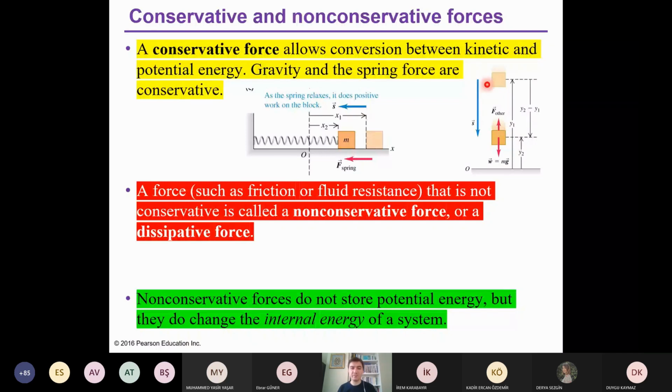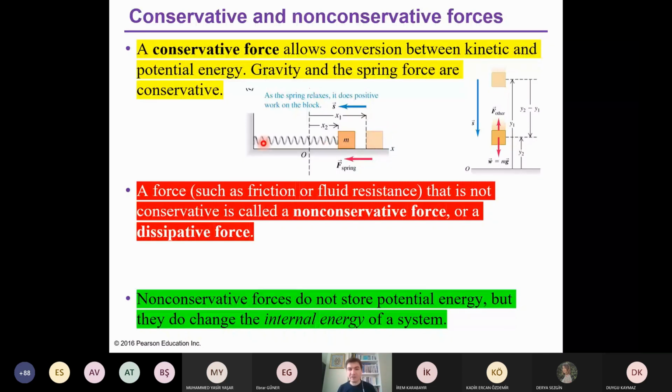Here also the same. I apply certain force to the right side on this mass, and then I pull this mass to the right side, and then this mass will have certain kinetic energy, and we will store potential energy in the spring. Then this potential energy will be used to convert it to the kinetic energy during this type of movement to the left. So this is the conversion between kinetic and potential energy in conservative forces.